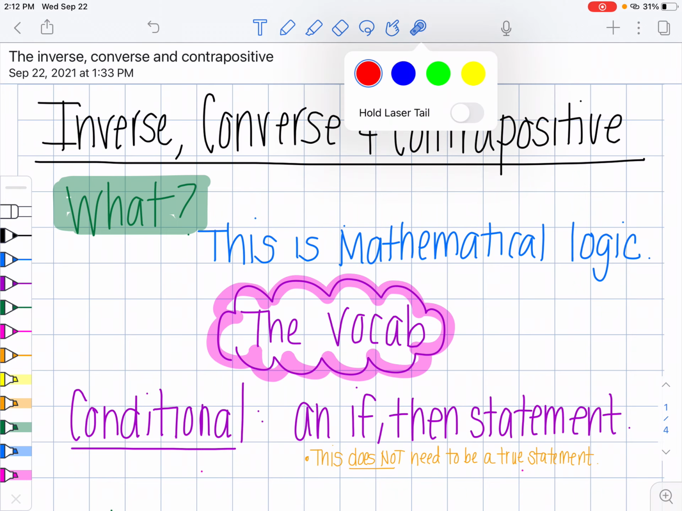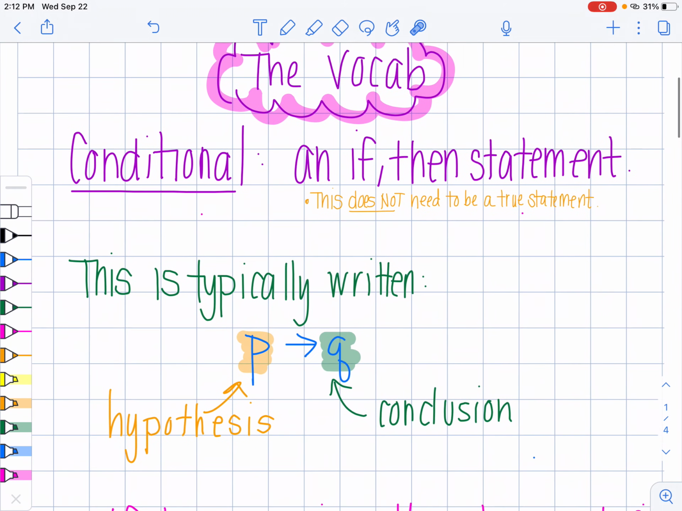So we base pretty much everything off of what's called the conditional. Now, a conditional is a statement. It's a mathematical statement, and it doesn't have to be math. It can be just like a sentence, but it has to have an if and a then. So it's an if-then statement. And note that it doesn't have to be necessarily true. It can be something that is false, but we'll talk about that in another video. So a conditional statement is made up of two parts. The first part, that comes after the if, is called the hypothesis, and the part that comes after the then is called the conclusion.